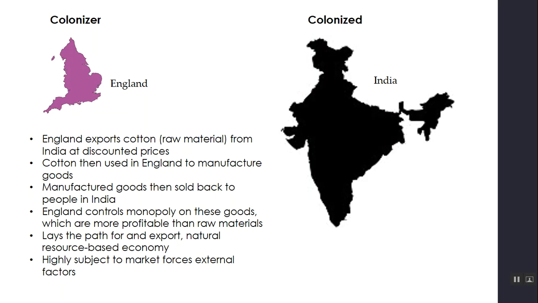But that natural resource-based economy in places like India, that's highly subject to market forces and external factors. So based upon some fluctuation in a global market for cotton, you can wind up with a lot of farmers in India putting themselves into severe debt or even unfortunately committing suicide due to factors beyond their control because they have gone bankrupt. So that's the first part of chapter 1.